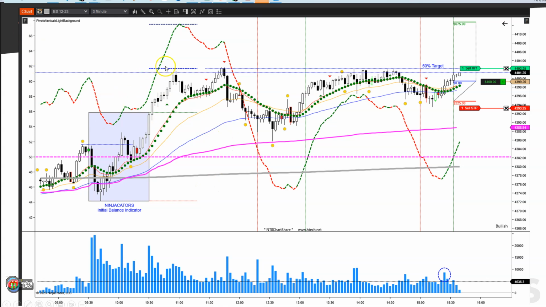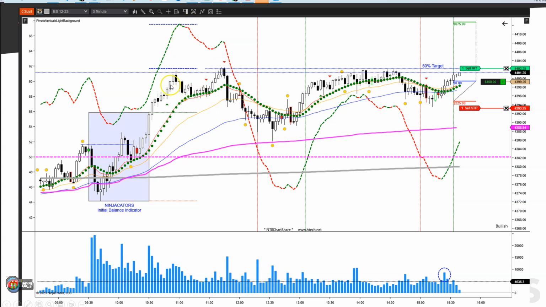And I want you to focus on this algorithm right here. This is the 50% target based on the Ninjacators initial balance indicator. So if you measure the height of this, which is the first 60 minutes of the New York session, and take half of that, that places the target right there. And then this is 100%. The whole height of this added to the top would bring you up right to there. And we see this 50% level hit time and time again, and less often, of course, the 100%.